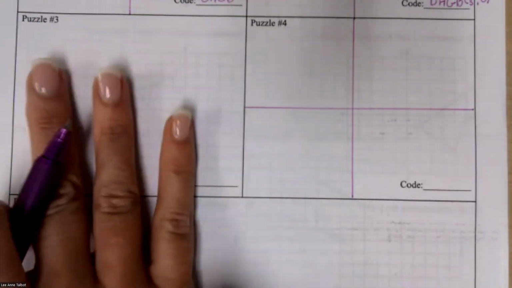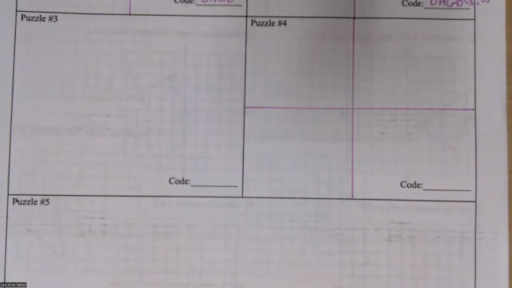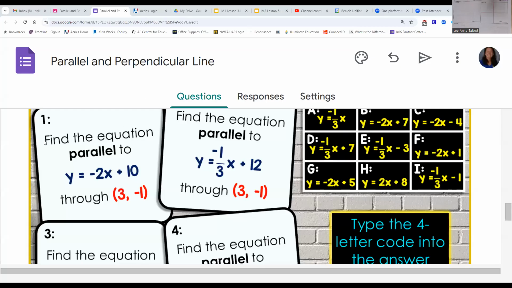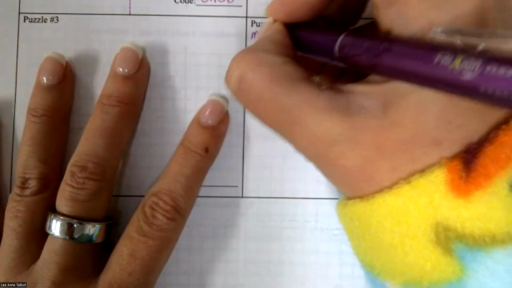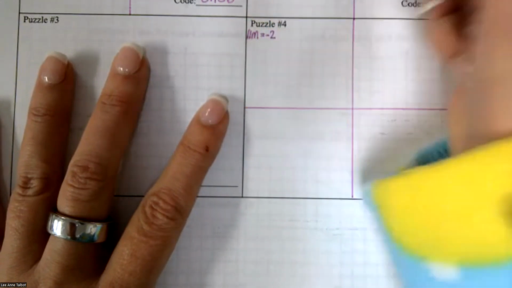You guys are going to do puzzle 3 in a minute, as soon as I'm done showing you how to do puzzle 4. Okay, we're going to do the first one together in puzzle 4. It says, find the equation parallel to y equals -2x plus 10 through 3, -1. Okay, what is the slope of the blue line in question 1? -2. And what would a parallel slope be to -2? -2. Okay, so you're going to write m equals, and you're right, parallel slope equals -2.